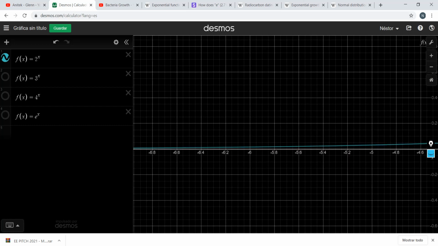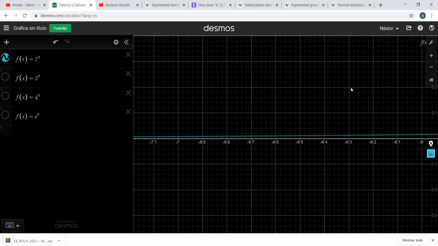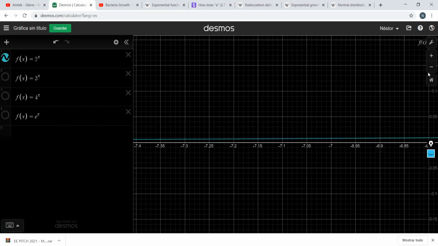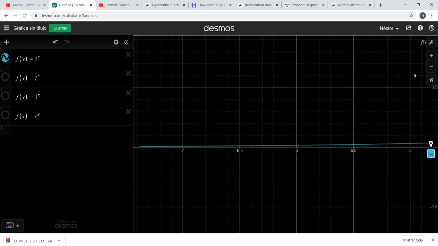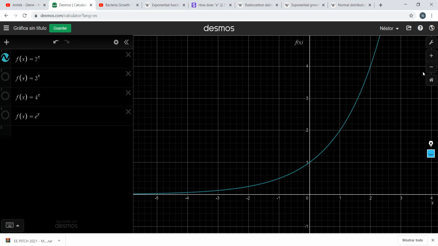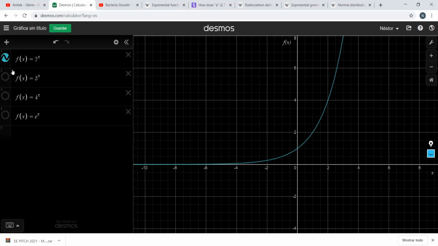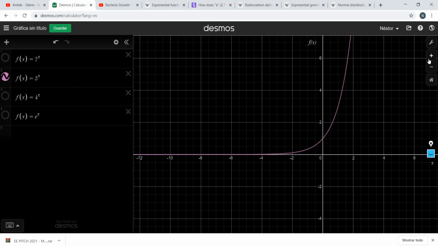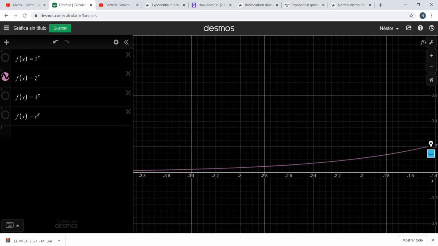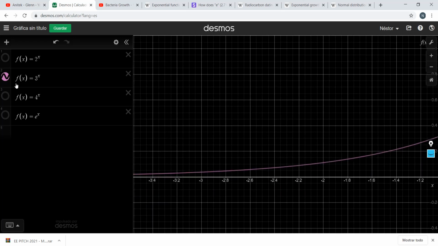You see? It's pretty clear, right? That the x-axis acts as the asymptote of our function, and that's going to be the case always for the exponential function. You see, let's erase this one. What about this? You see, it's the same. The x-axis is also the asymptote for this other exponential function with a different base, and the same for the rest.